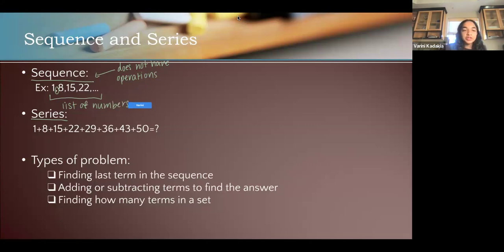However, a series, like this one, there are operations. You can see there are plus, minus, and you can even multiply them together. There are different operations that you can apply to series, and that's what makes them a series. So there are two types of sequences or series we have.